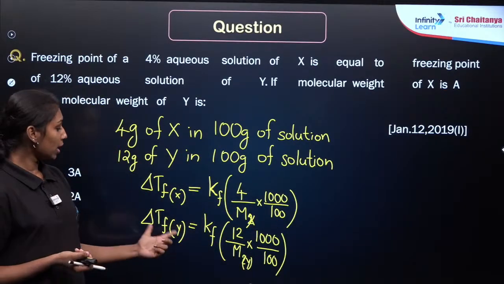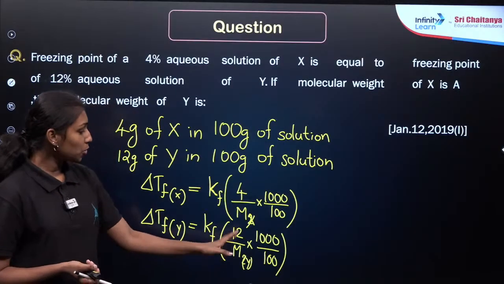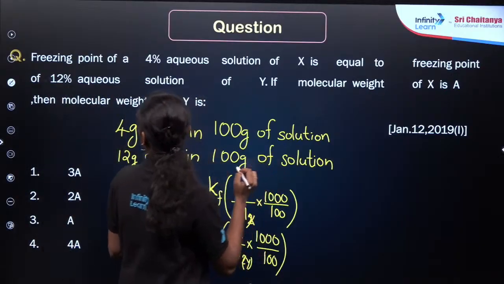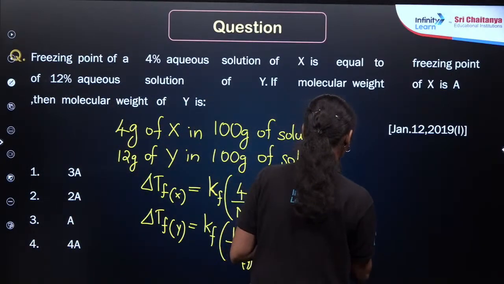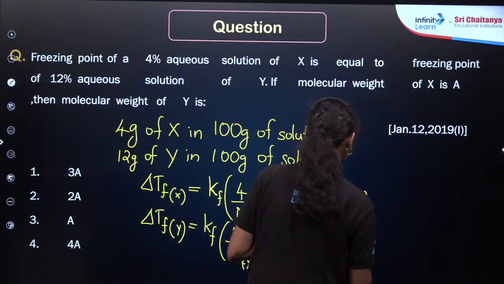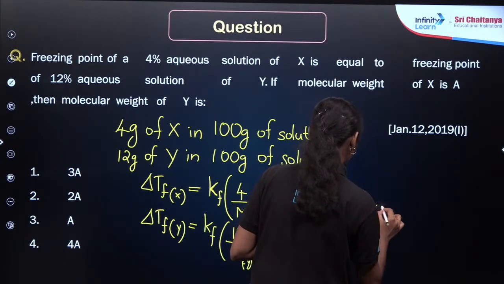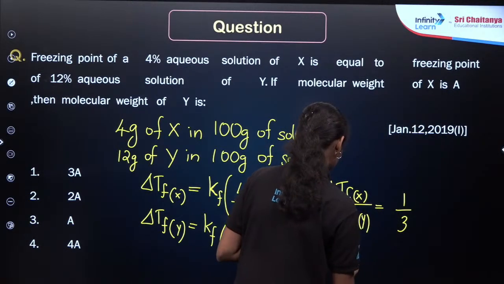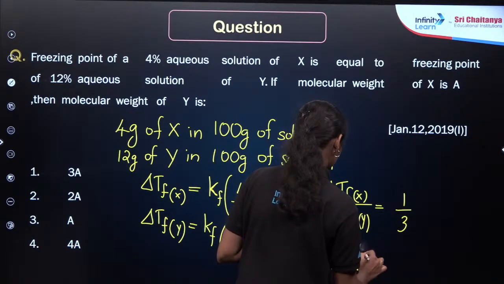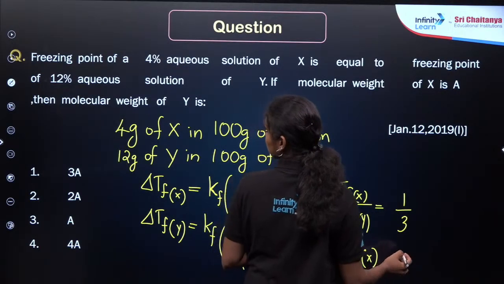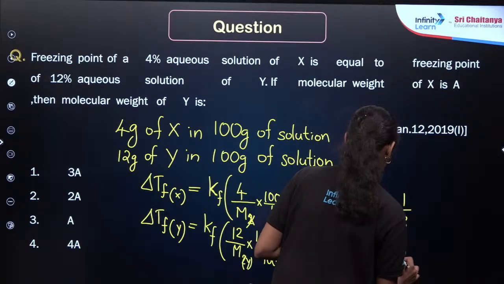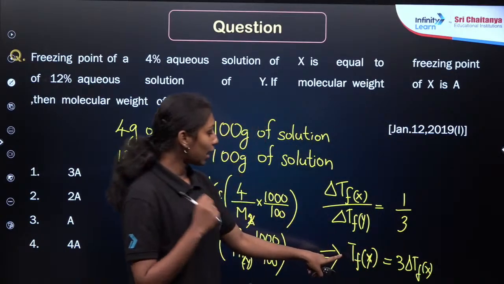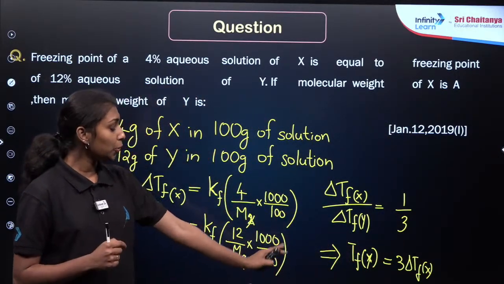Similarly, in the case of 12% of Y, we can write it as Kf into 12 by M of Y into 1000 by 100. If you solve here, you will get the ratio of delta TF of X divided by delta TF of Y. Okay, try to solve this. You will get the value of freezing delta TF of Y is equal to 3 into delta TF of X.